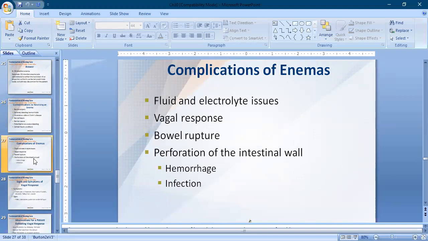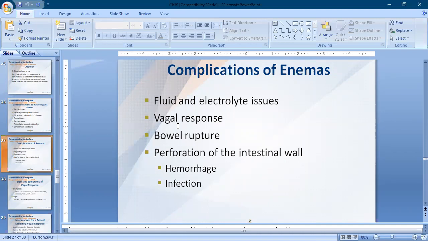And what are the complications of enema? One is fluid or electrolyte issues, or vagal response. Vagal response involves the 10th cranial nerve, called the vagus nerve. When we give the enema, the 10th cranial nerve is stimulated, and this is called vagal response.